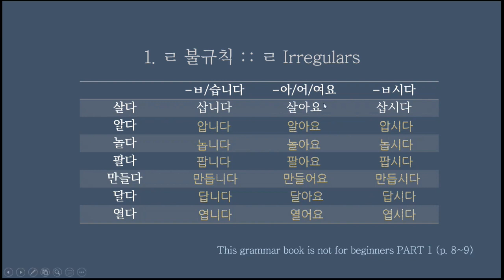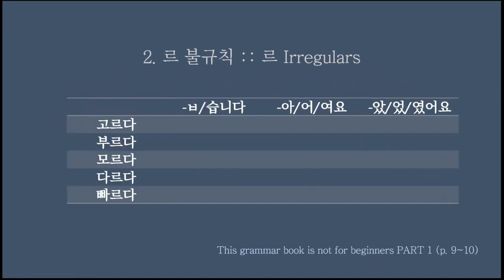If you want to practice more or if you want more challenge, please go to my textbook. This grammar book is not for beginners, part 1, page 8 to 9. Let's go to the second category, le irregulars. So as you can see, in all these verbs, the final syllable is le. That's why we call it le irregular.